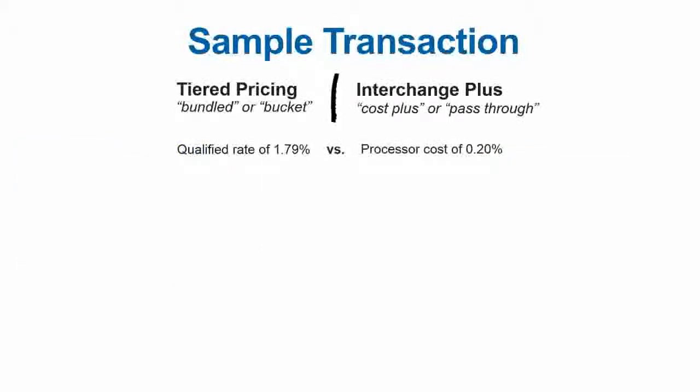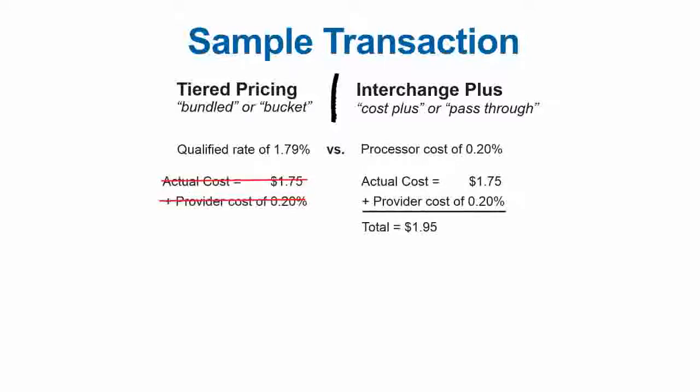For the Interchange Plus pricing model, you have a 20 basis point provider cost added to the $1.75 actual cost, bringing the total to $1.95. For the tier-based pricing model, you have that same base cost of $1.75, but in order to get the total cost for a tier-based pricing model, you simply multiply the $100 times the 1.79% rate assigned to that tier level to get the $1.79 total cost.